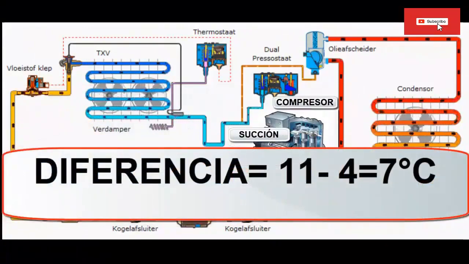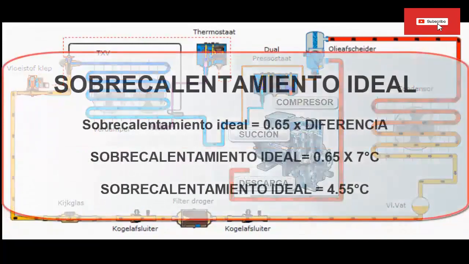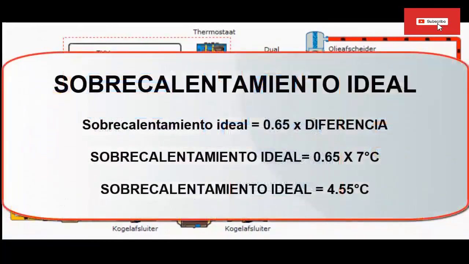Now we calculate the ideal superheat, with the difference calculated in Step 1. For this we use the formula that we are showing on the screen. Using the formula, we must multiply 0.65 by 7 degrees Celsius from the difference calculated in Step 1. The result of the multiplication is 4.55 degrees C. Therefore, the ideal superheat of this installation is 4.55 degrees C.